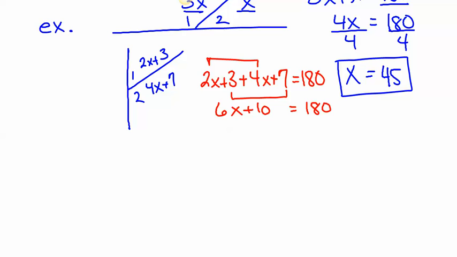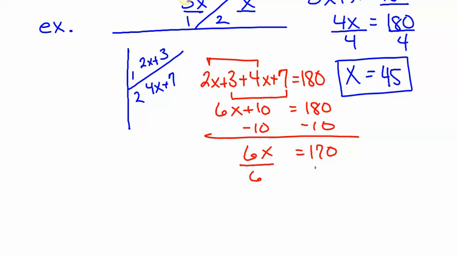Let's finish that. Subtract 10 from each side. So 6x equals 170. Divide each side by 6. 170 divided by 6 equals... repeating, rounded to the nearest tenth. To the nearest tenth would be 28.3. Very good.